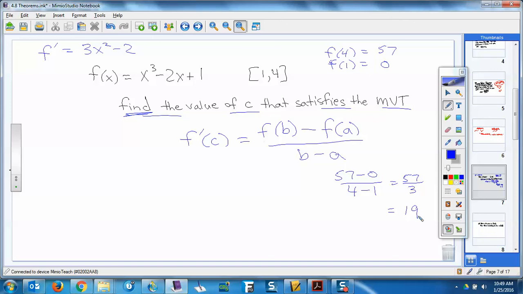So there's got to be some point between 1 and 4 where the slope would be 19, right? So how would I find that point? Take the derivative and set that equal to 19, because the derivative is the slope at any point. So we need the slope between the endpoints. In this case, it's 19. And then we would find at what point had that slope.